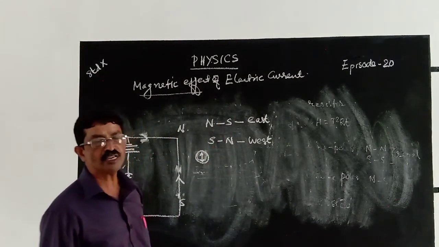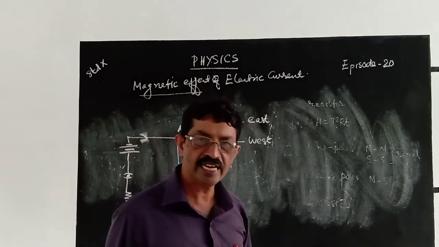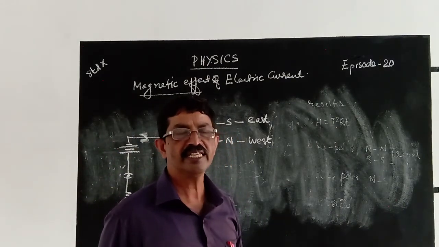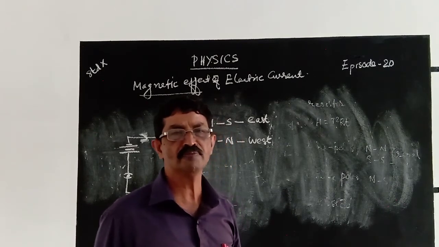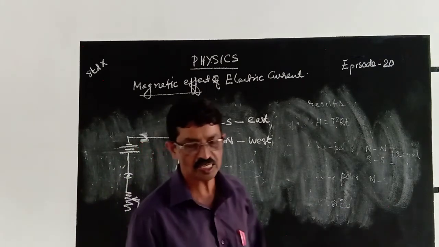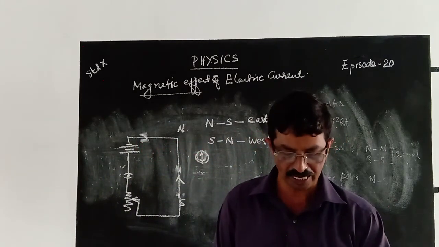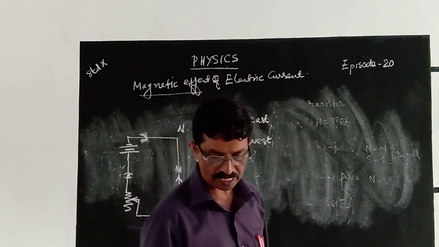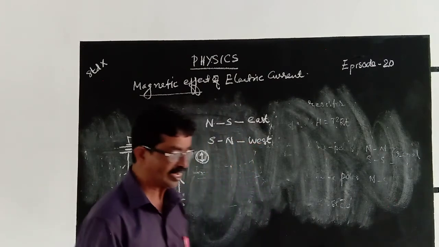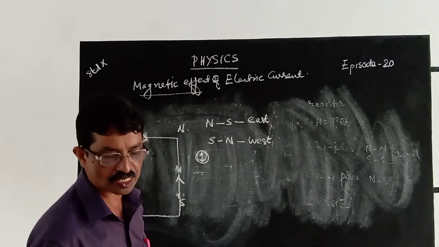From this, you can get an idea that if the direction of current changes, then the direction of the magnetic field produced also changes. When the direction of current changes, the direction of the magnetic field produced also changes.